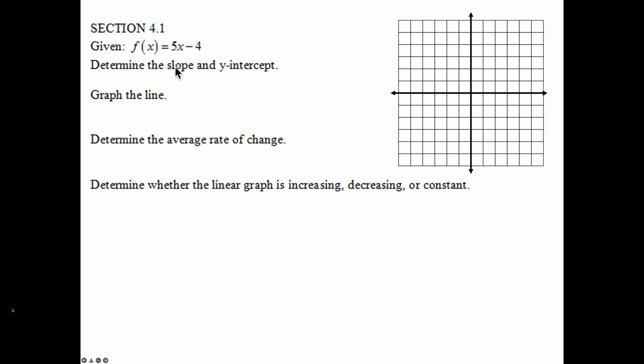So if we had to determine the slope, m is our slope, so our slope would be 5. And if we had to find the y-intercept, that's the b version here. So (0, -4). Remember, intercepts are a point.